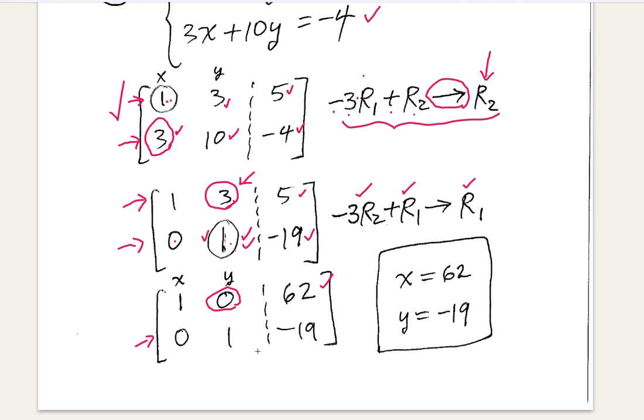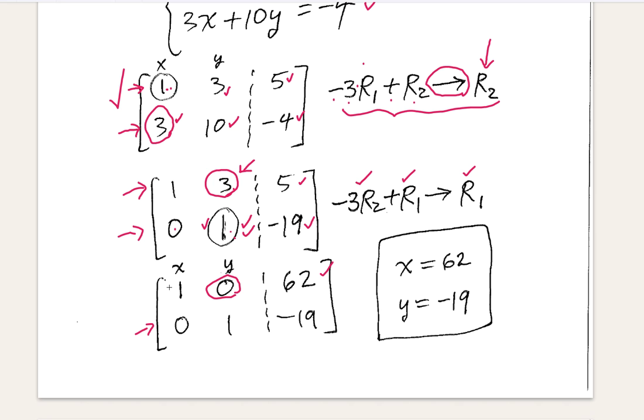Yep. Now this is my end here. This is in row reduced echelon form, so I'm essentially done here. I'm going to replace the labels, so I put in the x and y there.